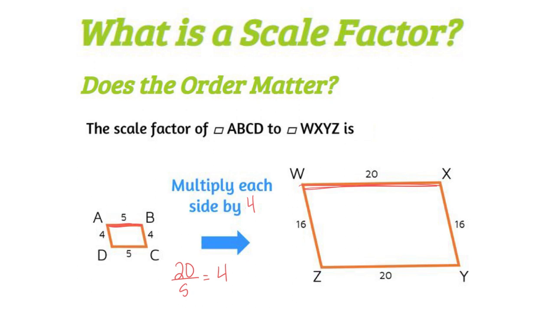So if we switch the order and we did 5 over 20, that would be 1/4. If we multiply 5 by 1/4, will we get 20? No, our shape would be smaller. So you have to make sure you do the correct order.